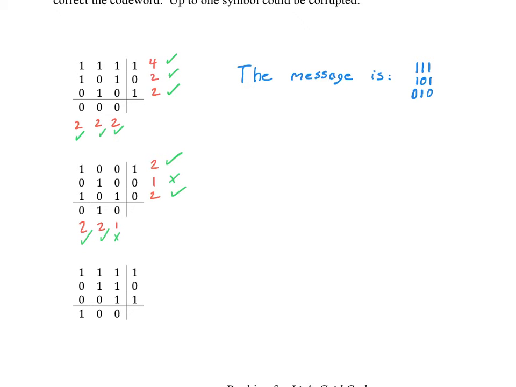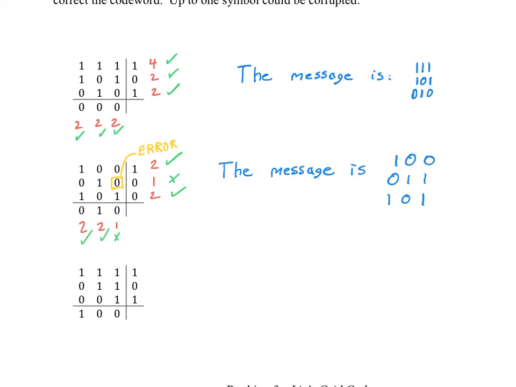So let's point that out. This one right here, that is the error. So the message would involve flipping that 0 to a 1. Okay, let's try one more example.